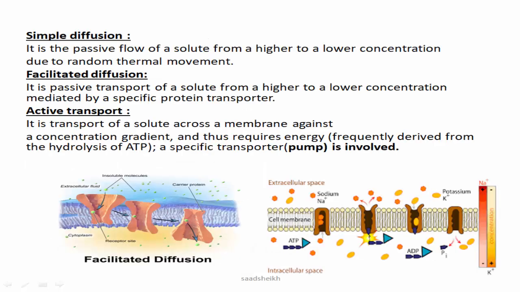Simple diffusion. It is the passive flow of a solute from a higher to a lower concentration, due to random thermal movement. Facilitated diffusion. It is passive transport of a solute from a higher to a lower concentration mediated by a specific protein transporter. Active transport. It is transport of a solute across a membrane against a concentration gradient, and thus requires energy, frequently derived from the hydrolysis of ATP. A specific transporter, a pump, is involved.